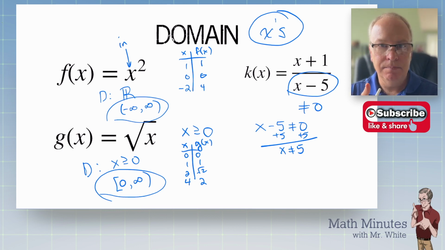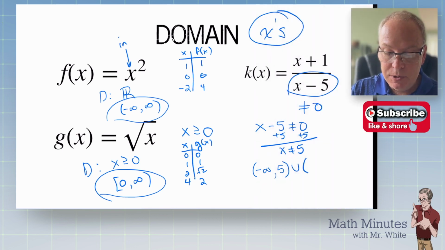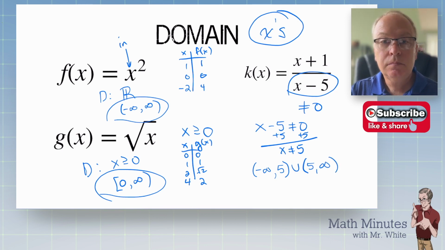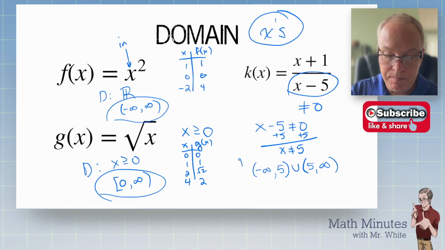That's the domain. Or I could write it like this. I could say, starting at negative infinity, I can go all the way up to 5. However, I've got to put a parenthesis there, and I've got to skip it. So I'm going to union it together with another interval, 5 to infinity. There we go. So there's your answer for the domain on this one.